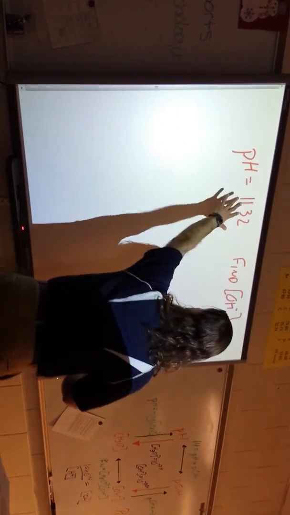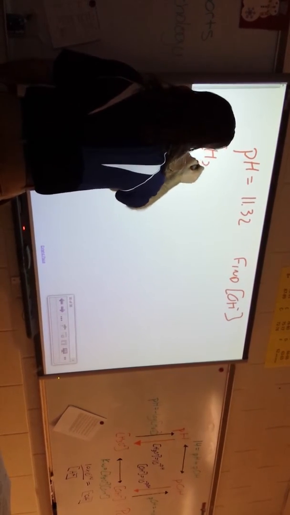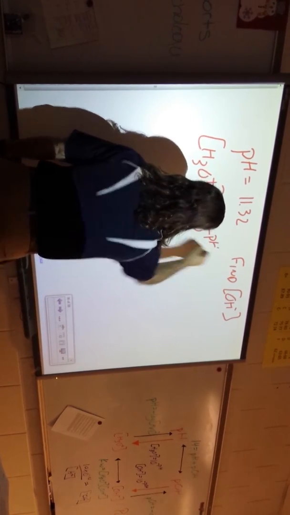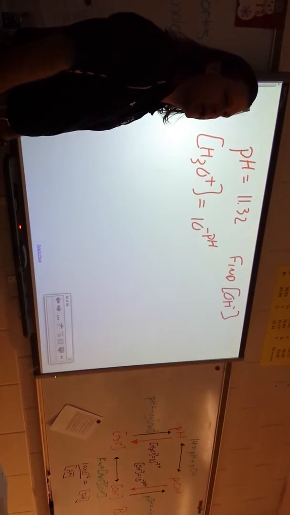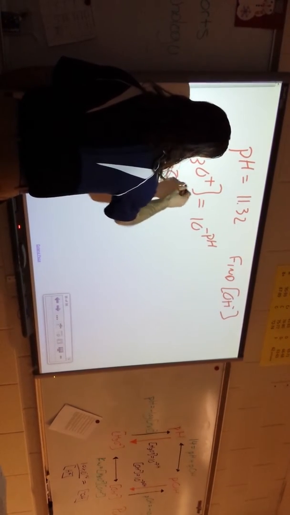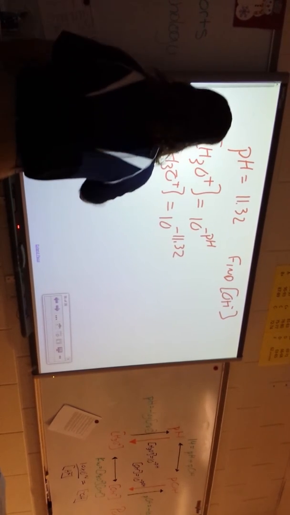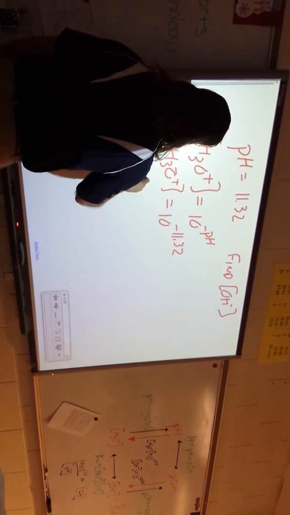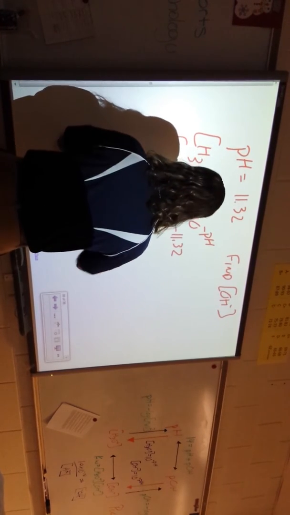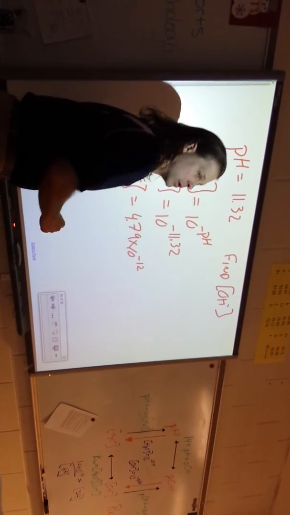I recognized that I was given the pH, and given the pH, I can calculate H3O plus using this formula here, 10 raised to the negative pH. So H3O plus equals 10 raised to the negative 11.32. So ultimately H3O plus will equal 4.79 times 10 to the minus 12.